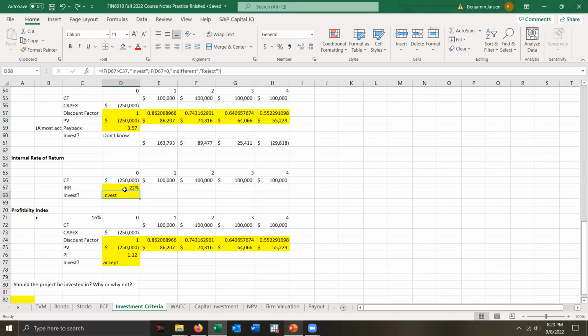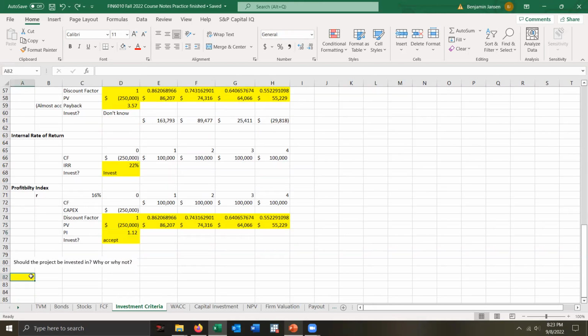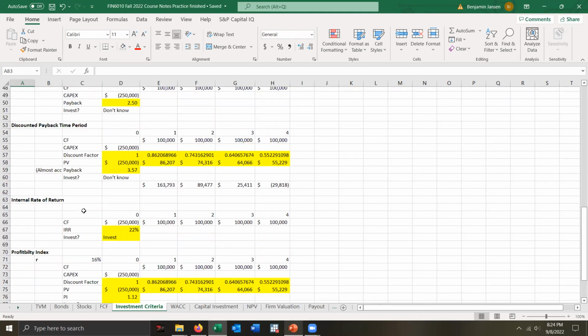When we're looking at the internal rate of return, it's meeting that criteria as well. It's greater than the discount rate of 16%. The internal rate of return is greater than 16. So we should invest. Profitability index, again, it's agreeing with NPV. It has 1.12 for the profitability index, so we should invest. Right. So based on those, yes, should be invested.